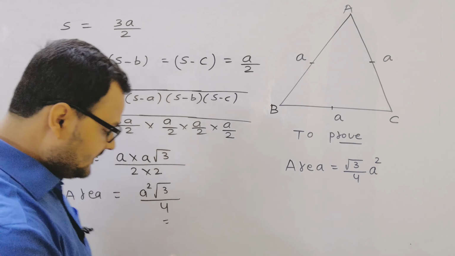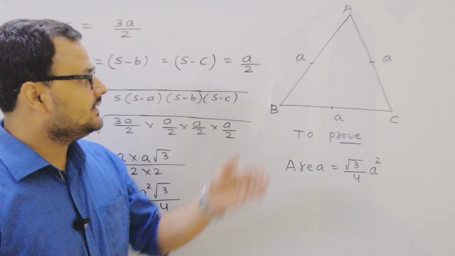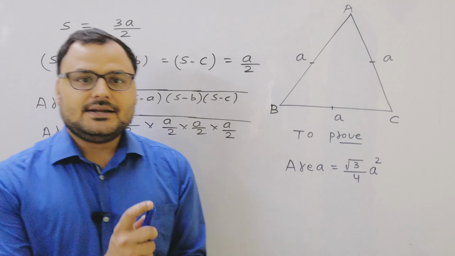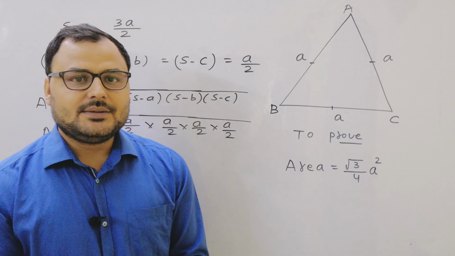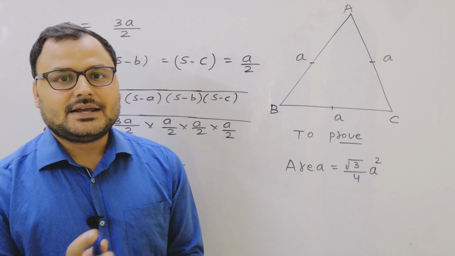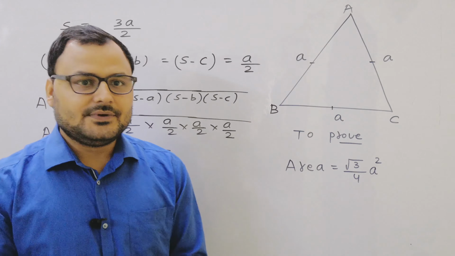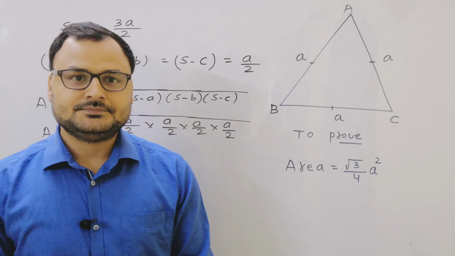So what we did: if in an equilateral triangle all three sides equal a, then the area is going to be root 3 by 4 a square, or a square root 3 by 4. And I don't think this is going to be difficult if you watch this video.